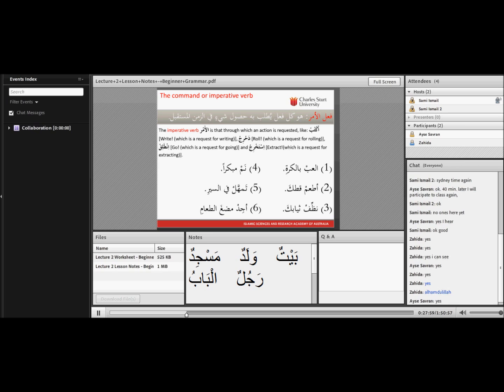Okay, so uktub means write. So you're requesting someone, or you're commanding someone to write. Dahrij, roll, it's a request for rolling. Intaliq, go, which is a request for going. And istakhrij has the meaning of extract. Once again, it's a request for extracting.